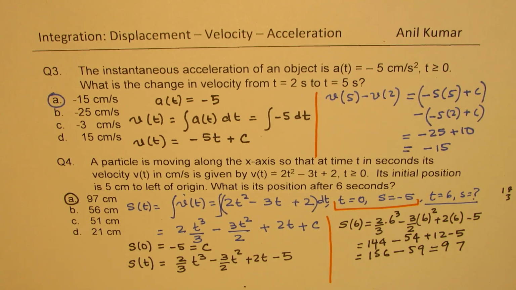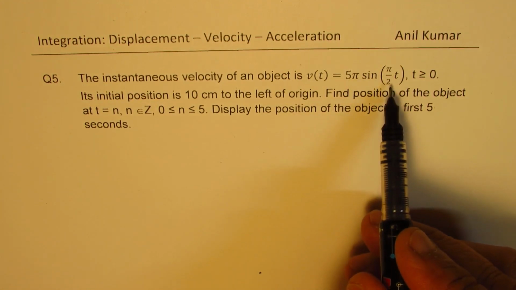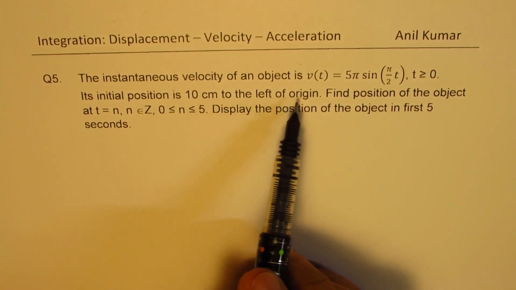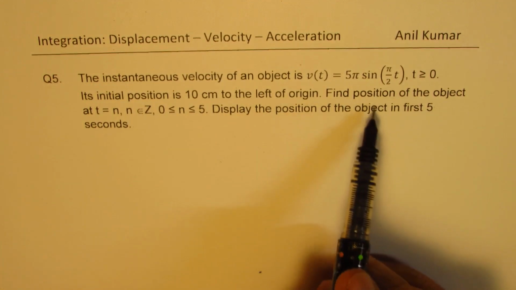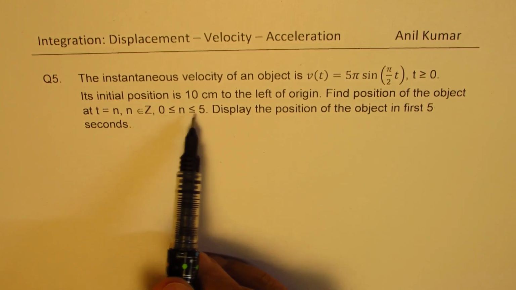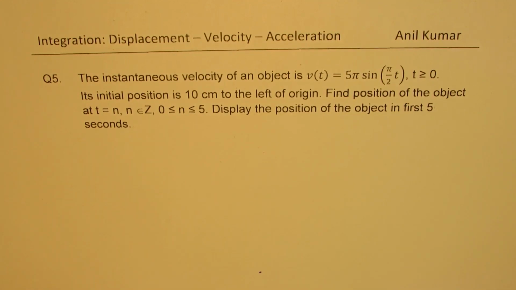I hope you understand how, with the help of integration, we found in the first case the velocity and in the second case the displacement at a given point. I hope that helps. Question number 5 here is, the instantaneous velocity of an object is v of t equals 5 pi sine pi by 2t, where t is greater than or equal to 0. Its initial position is 10 centimeters to the left of origin. Find the position of the object at t equals n, where n belongs to integers from 0 to 5, both included. Display the position of the object in the first 5 seconds.